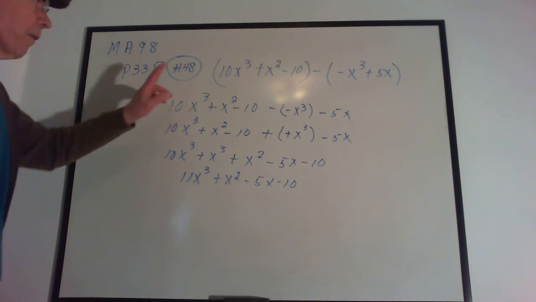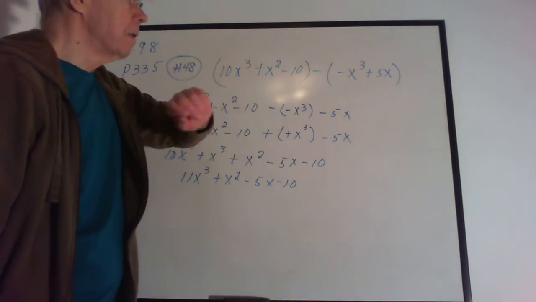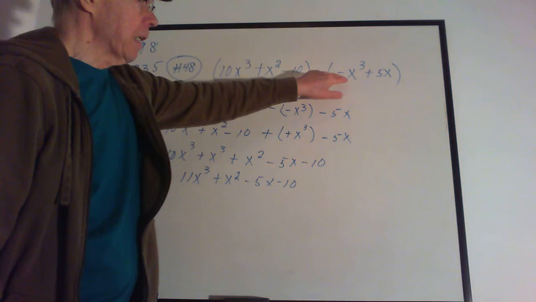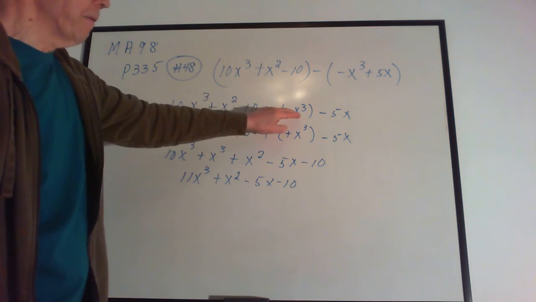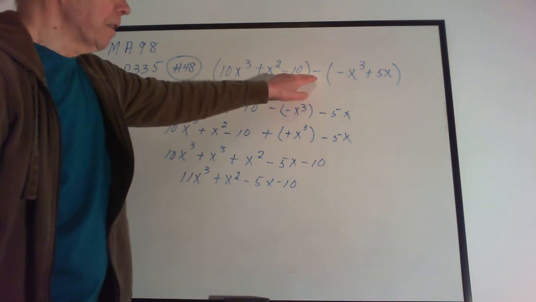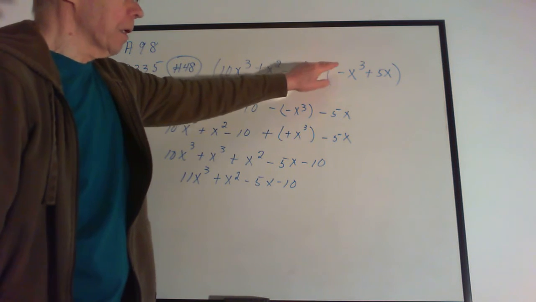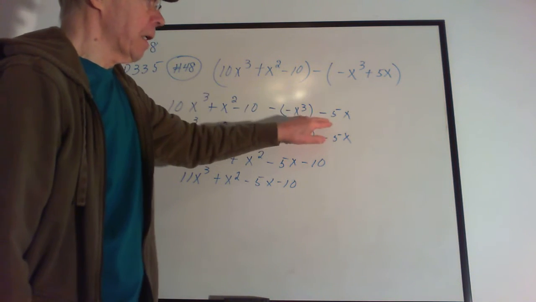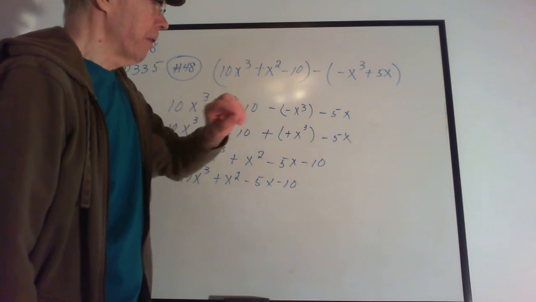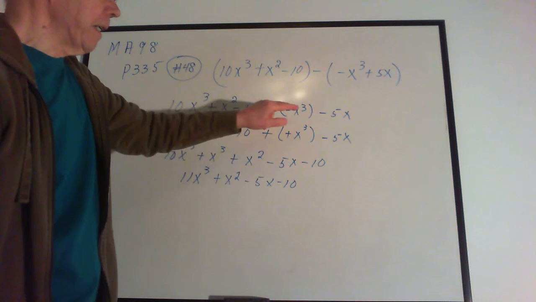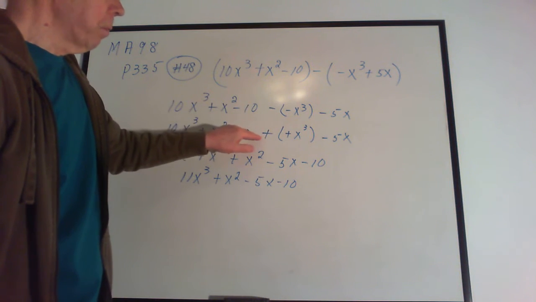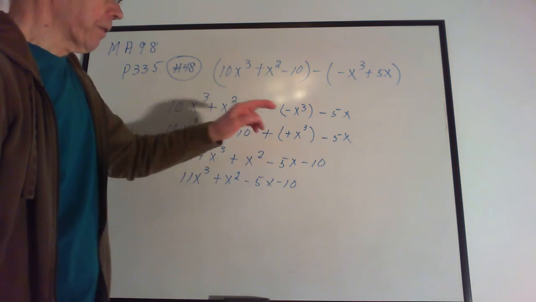All right, now this says minus a negative x cubed plus 5x. So it's minus negative x cubed. Since this is a subtraction problem, I'm going to change the sign. So that's going to become minus 5x. This is subtracting a negative, so this is going to become plus x cubed.